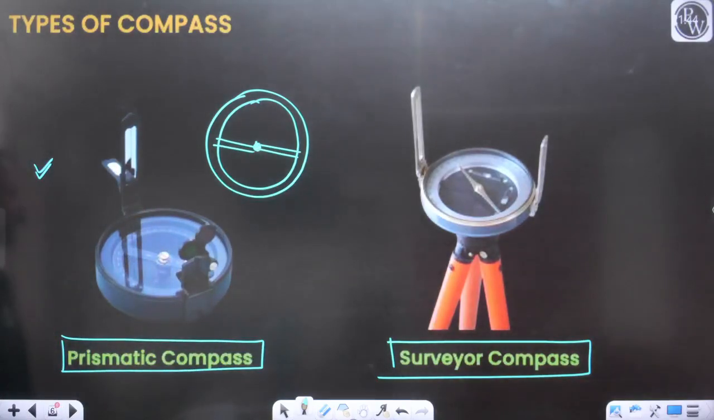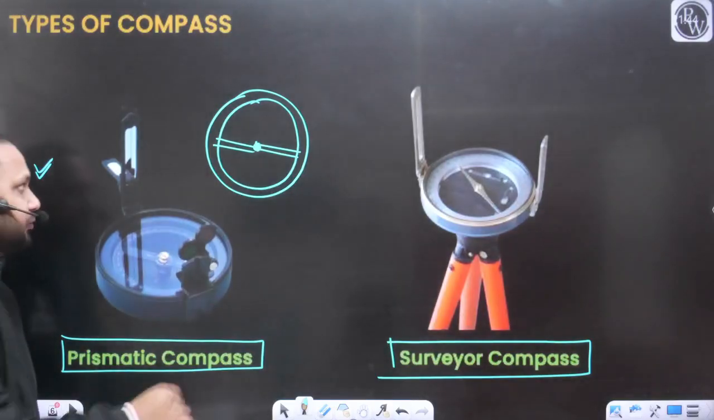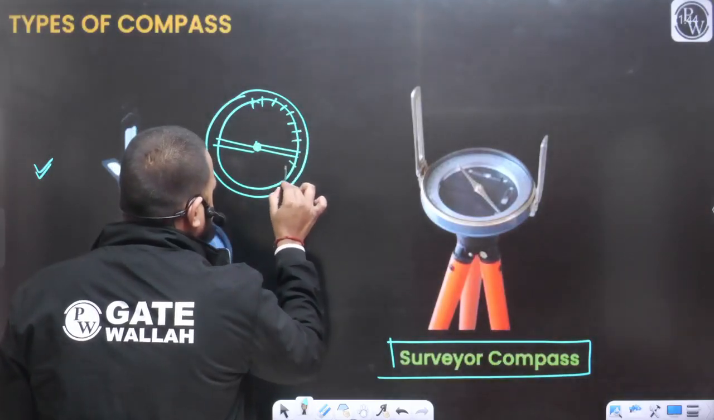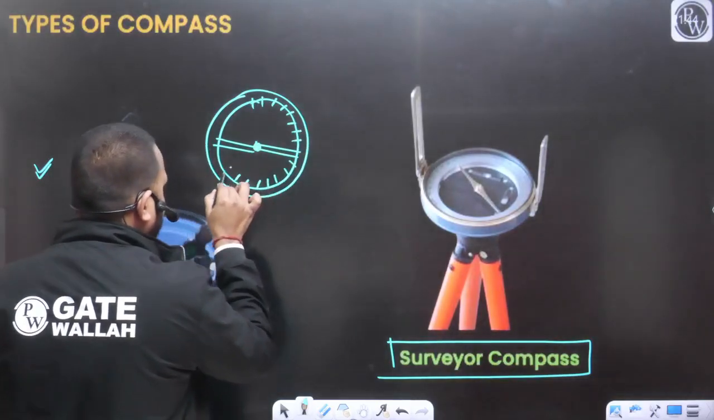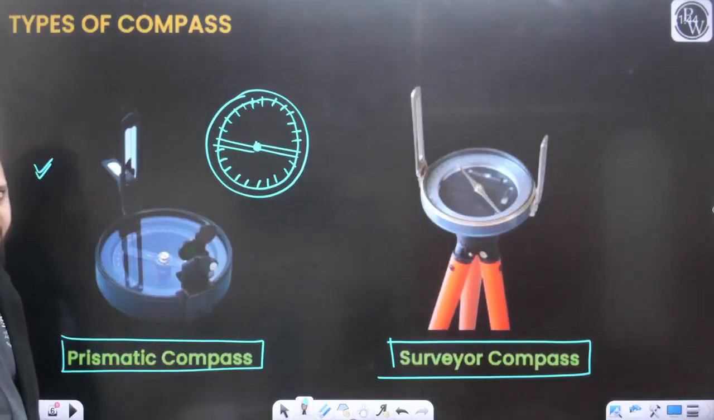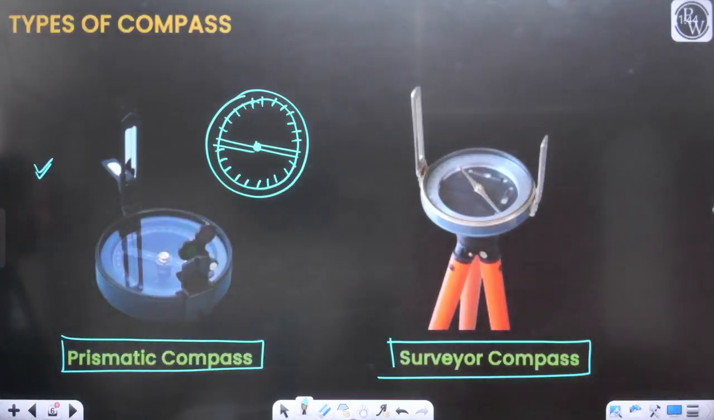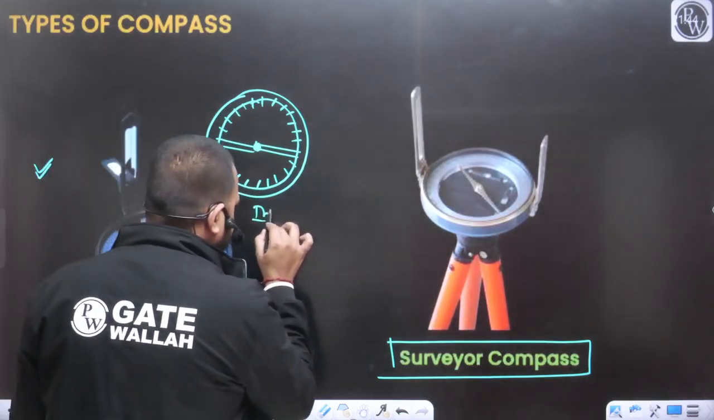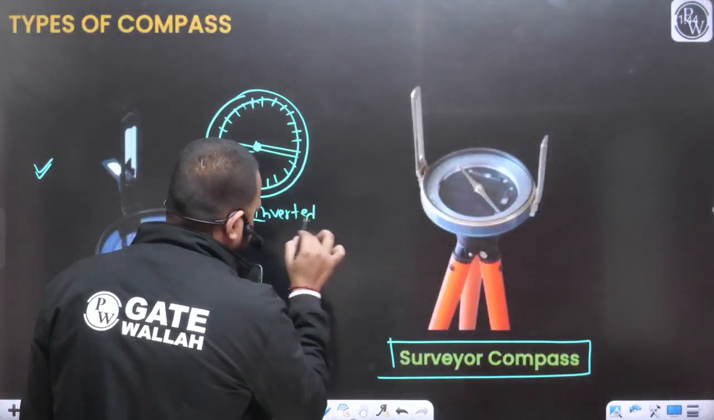So if you look at the graduations, here the graduations are marked. With the help of these graduations you are going to define the horizontal angle that we will see. In the case of the prismatic compass, these graduations are marked and they are inverted.